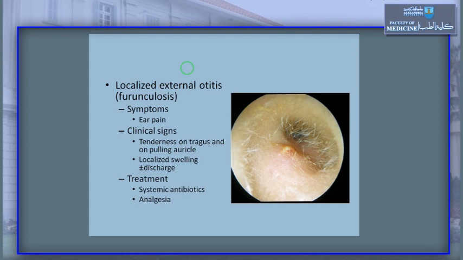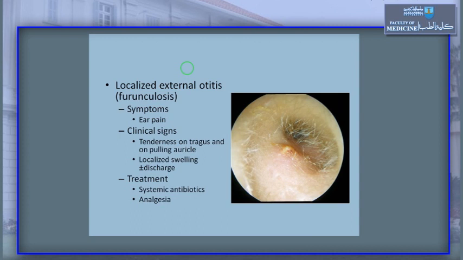In this limited space, the skin is very closely adherent to the cartilage, so with any movement of the auricle, if the patient touches his ear or sleeps on that side, he will perceive severe pain. If this furuncle ruptures, there will be scanty purulent discharge. Clinically, we see this swelling in the outer part of the ear canal, and the hair around it means it's in the outer part of the ear canal.